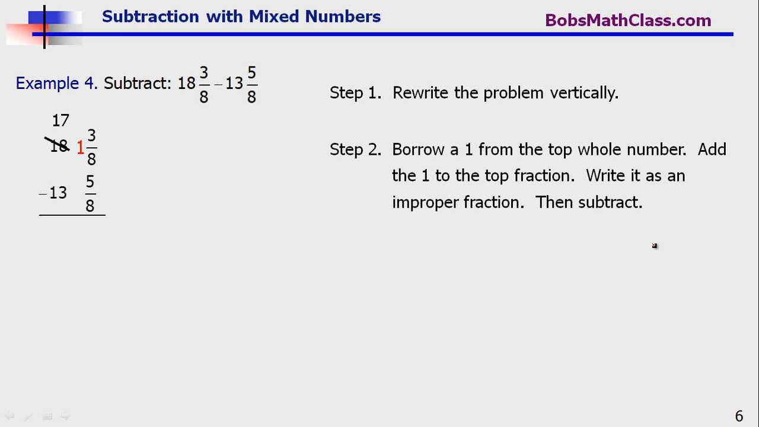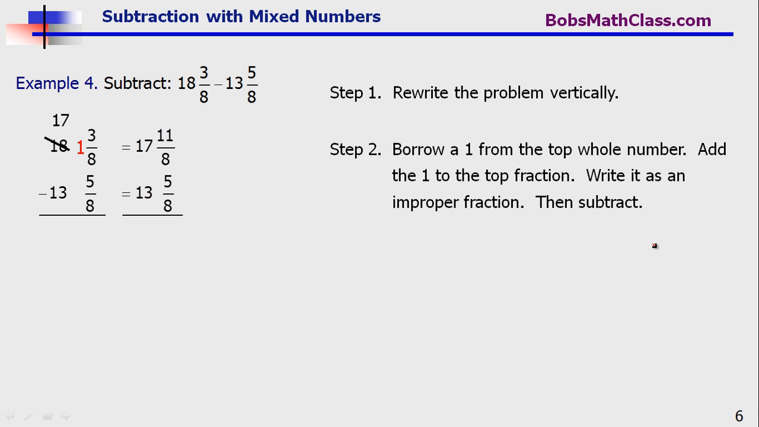Okay. Now we have to write it as an improper fraction. Well, 1 times 8 is 8, plus 3. What does that give us? 11/8, right? So let's rewrite it. We have 17 and 11/8, and then the bottom is 13 and 5/8. If you didn't write the 17 over again and 13, that's no big deal. I just have to write it over to be proper here. If you just subtract it over to the left, that's fine. So 11/8 minus 5/8.